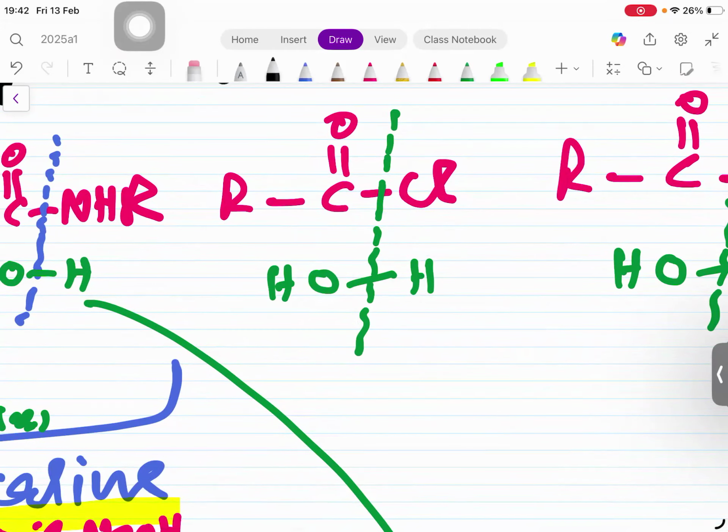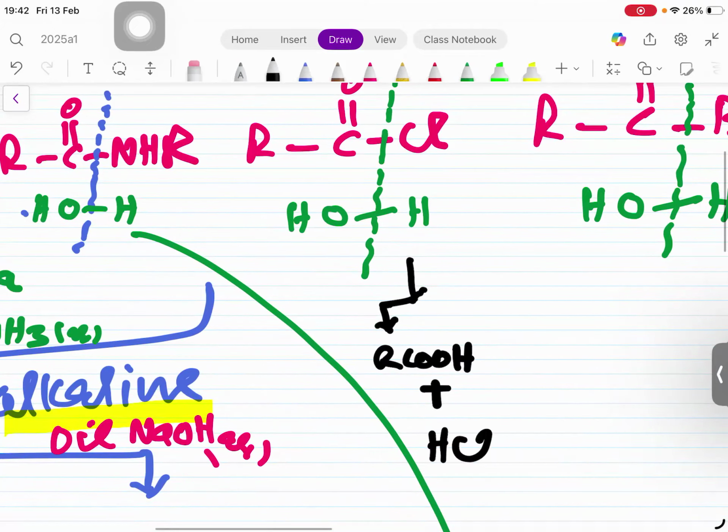The acyl chlorides do not need acid or alkali to undergo the hydrolysis. They purely react with cold water, and a very vigorous, very fast reaction takes place, right? Now, the bond breaks from the same place. So what is formed? RCOOH, carboxylic acid, plus HCl. As there is no alkaline hydrolysis, so there is no acidic hydrolysis. So the products are this.